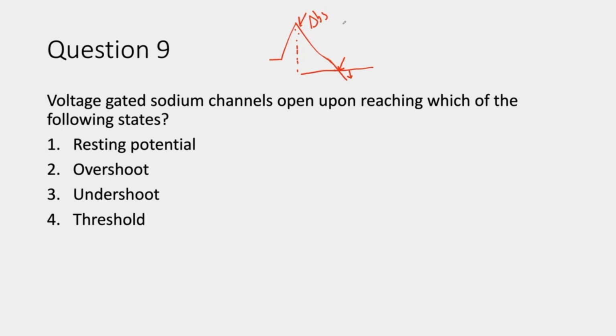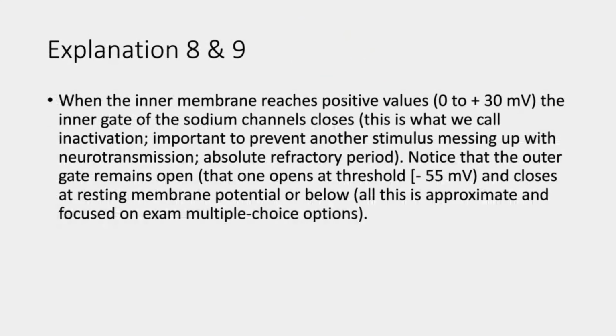And that's when we enter into the relative refractory period. What happens is that now this membrane potential is so low, so far away from threshold, that the cell needs a huge stimulus in order to initiate a new action potential. That's why this refractory period is called relative. There you have the explanation for questions 8 and 9.